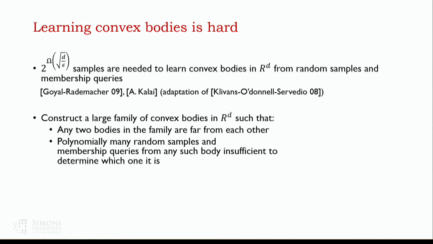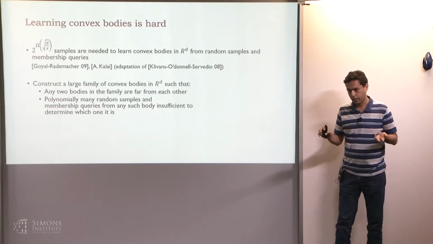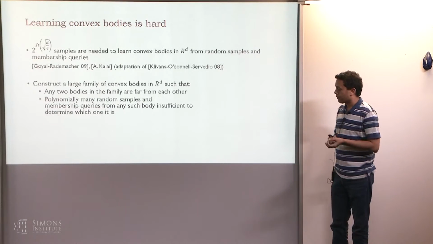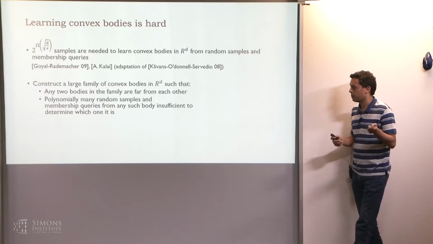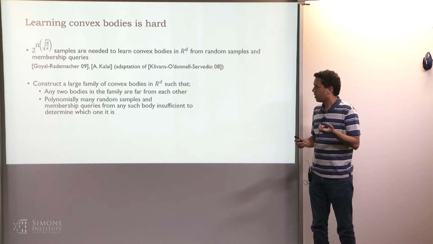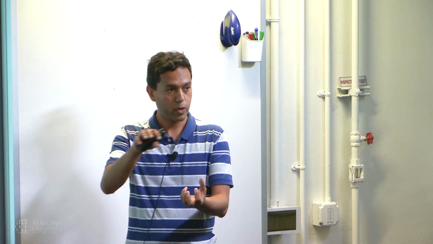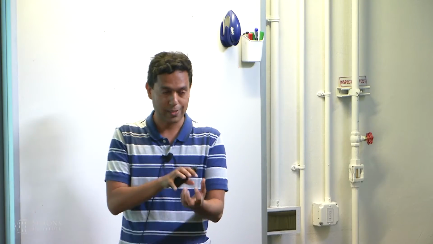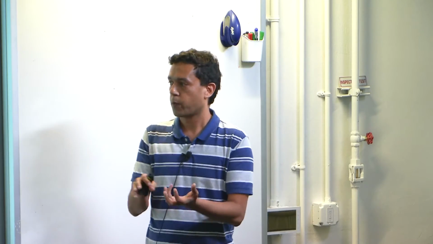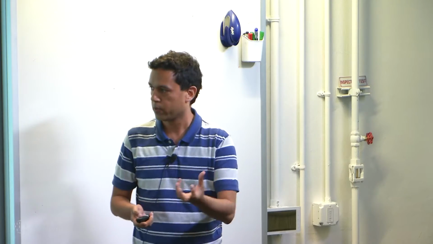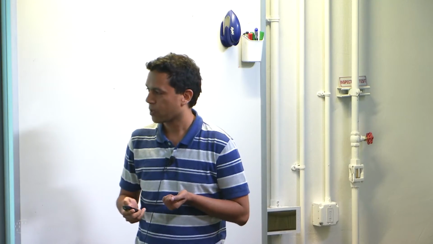Essentially, what you have to do is construct a large family of convex bodies. Large is very large, exponential in d, which have these 2 conflicting properties. Any 2 bodies in the family are far from each other in the L1 distance sense. But if you make only a polynomial number of queries, either membership or random points, then after you make them to a body, there will still be many other bodies in the family which are consistent with the queries that you made. So a polynomial number of queries is not sufficient to tell apart your body from other bodies in this family.